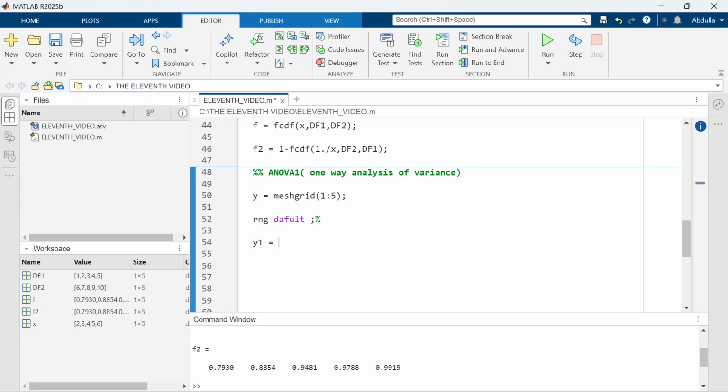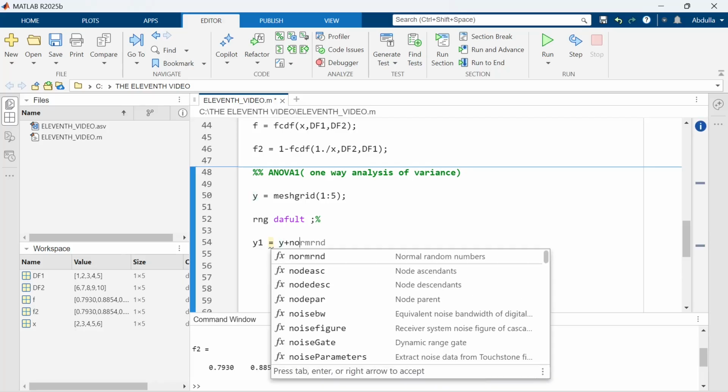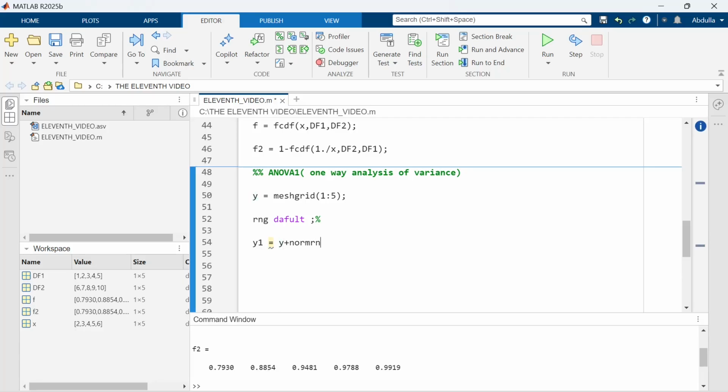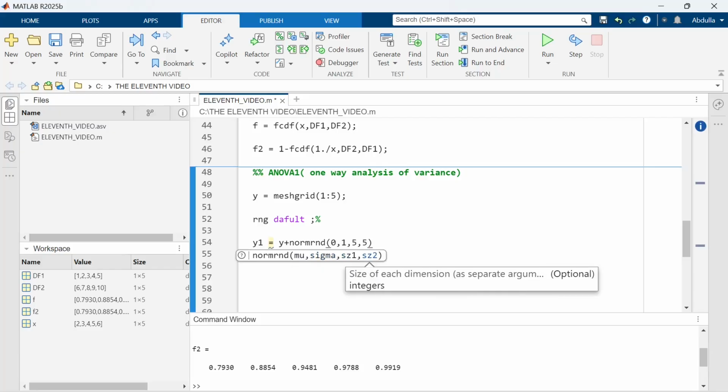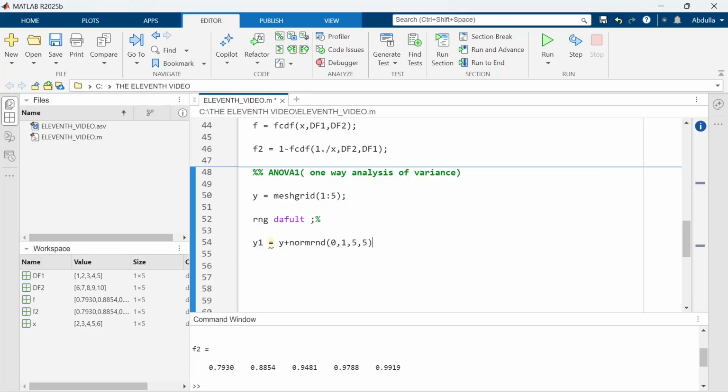So let's create y1. Right now we're going to use the normal random number function, with 0, 1, 5, 5. What does each position mean? 0 is my mean parameter, 1 is my standard deviation, and 5 and 5 are the sizes that I set with the meshgrid.